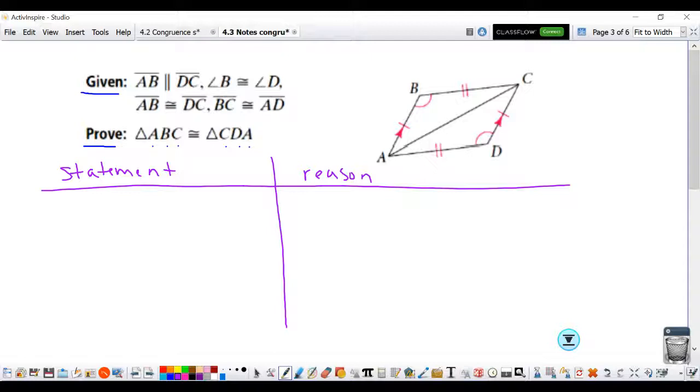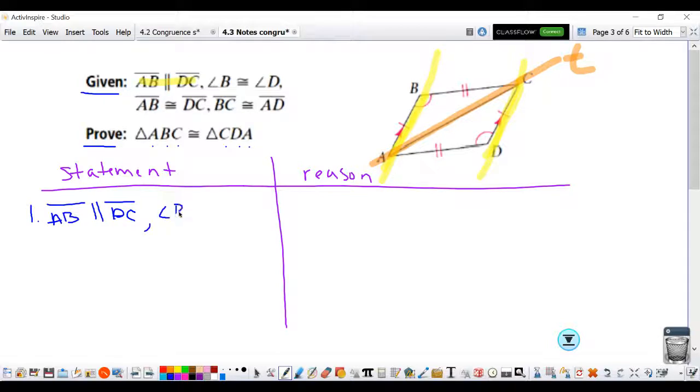The good news here is they gave us so much information. They gave us that segment AB is parallel to segment DC. Whenever you see that two lines are parallel, they're right here, you should be thinking two parallel lines cut by a transversal. So all those angle pairs can be used in your proofs. And we will. We'll use alternate interior angles a lot as congruent angles. We may or may not need this. Let's see what else they give us.